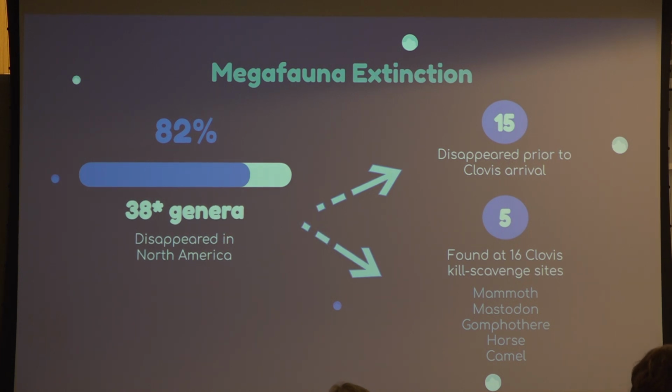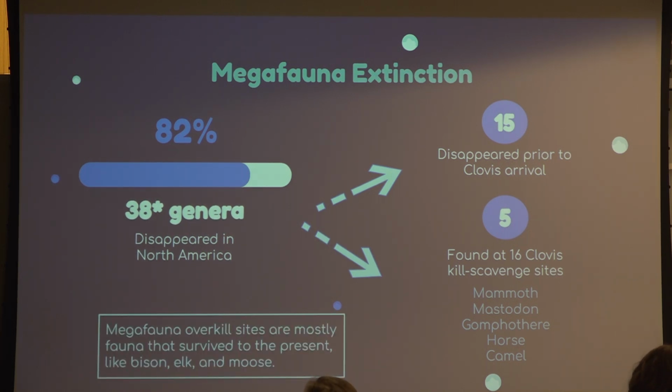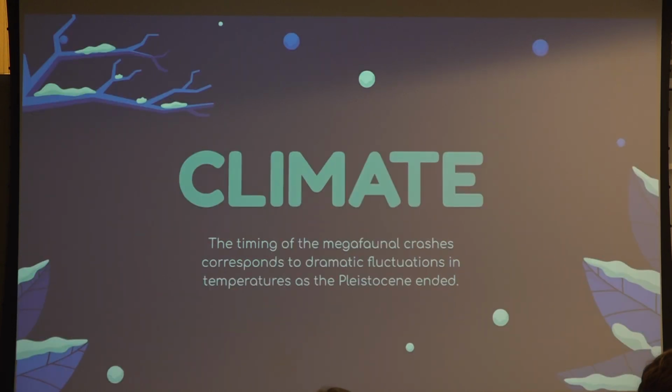Now, what I found fascinating when I was researching this is that most of the overkill sites represent fauna that survived to the present. Like the bison kill out near Lewistown, the buffalo jump. Elk and moose. Those are usually the species that we find at overkill sites. Not mammoths, not mastodons, not horses, not camels. So again, this is pushing back on this, well, humans destroy everything, which is probably true. But in this case, I don't think humans were the smoking gun. The big one was climate.